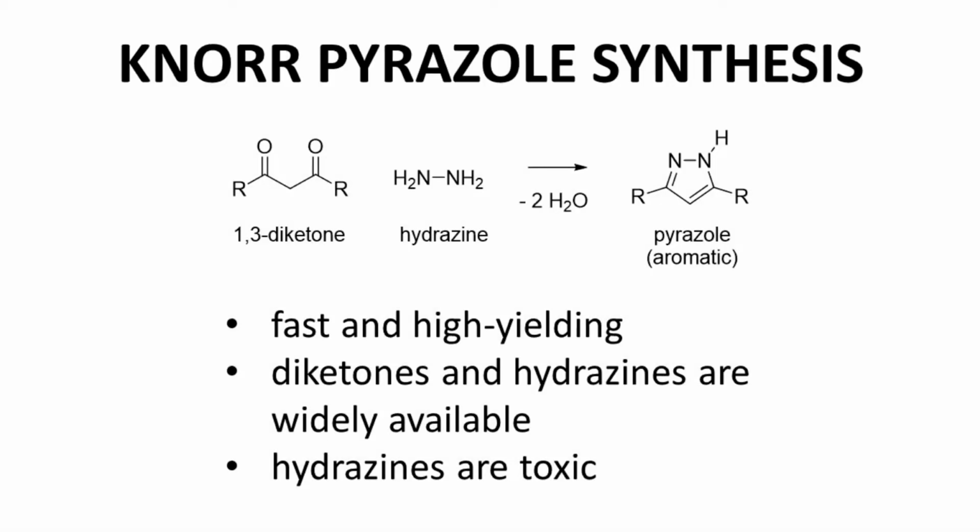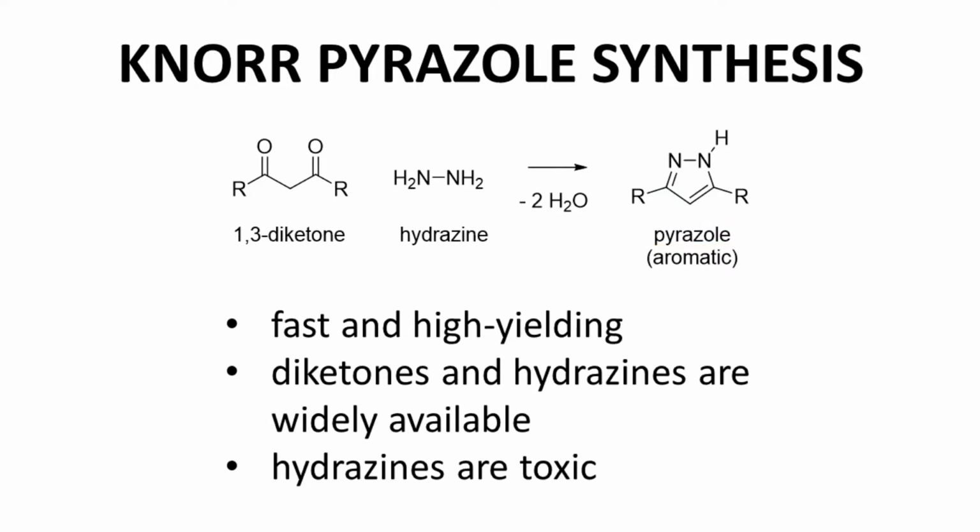Here is a very old chemical reaction. It is the Knorr pyrazole synthesis. The reaction starts with two starting materials, a 1,3-diketone and hydrazine. Note that the hydrazine can have an R group on one of the nitrogens. These two reagents react and ultimately form a 5-membered aromatic ring called a pyrazole.